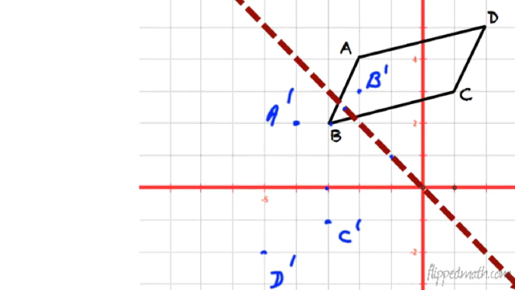Let's use our lines here. I'm using my straight edge. Do you have your straight edge going? Got your game on with your straight edge? Ta-da! That's kind of what it looks like. Parallelogram reflected in the line y equals negative x.